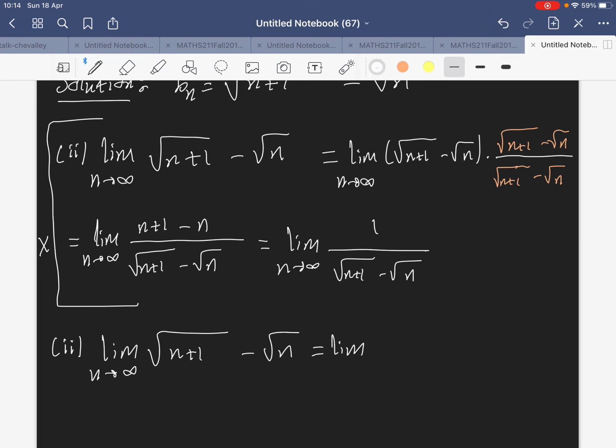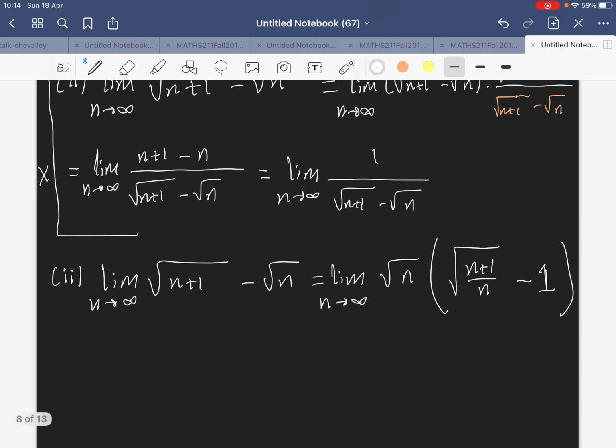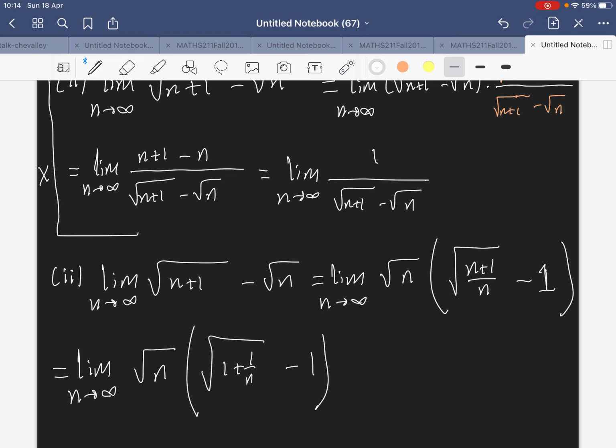Now, in order to use L'Hopital, of course, this will be infinity minus infinity. As I said, L'Hopital is a little bit tricky. I will just take this one as common factor. I will get this one minus this one, which I think I can simplify a little bit more: square root of n, times square root of 1 plus 1 over n, minus 1. Now, if you do direct substitution, this will give you infinity times 0.